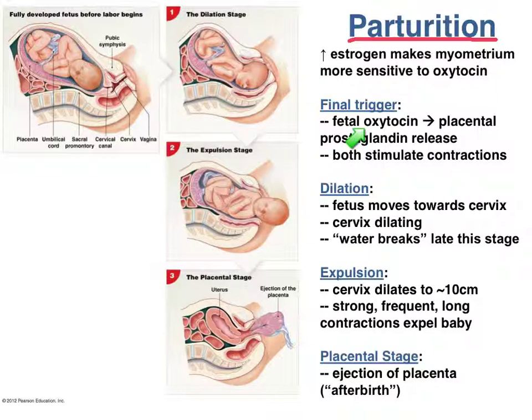This fetal oxytocin triggers release of prostaglandins from the placenta. The oxytocin plus the prostaglandins trigger contractions. Synthetic oxytocin, sold under the brand name Pitocin, is used to induce labor when necessary.